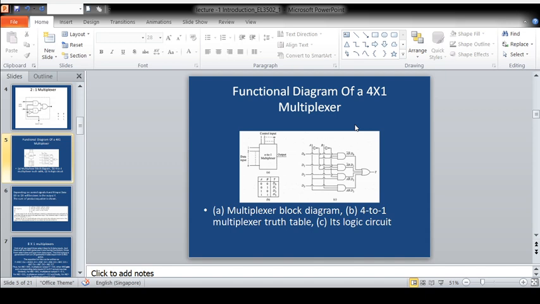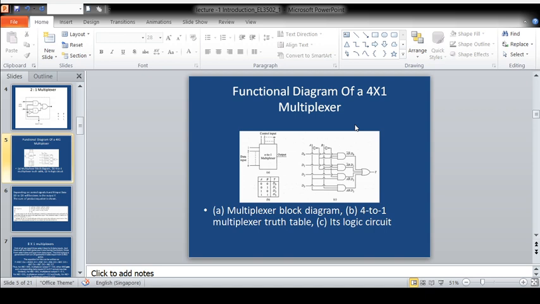If D0 is going to be 1, then output is going to be 1. So the data input D0 is steered at the output when A is equal to 0, B is equal to 0. In equation form, it is nothing but A bar, B bar, dot D0. This is a fundamental product, the output of the AND gate, because the AND gate has these 3 inputs: A bar, B bar, and D0.